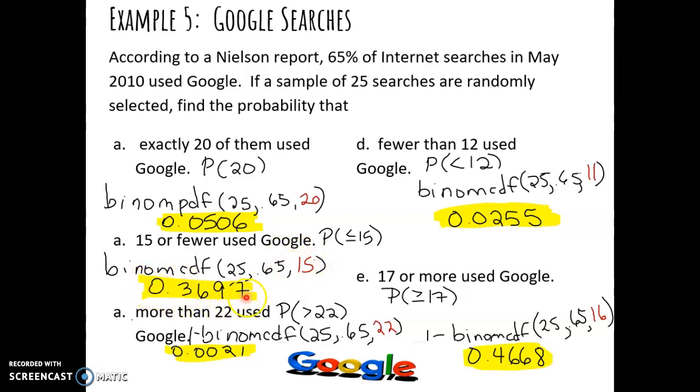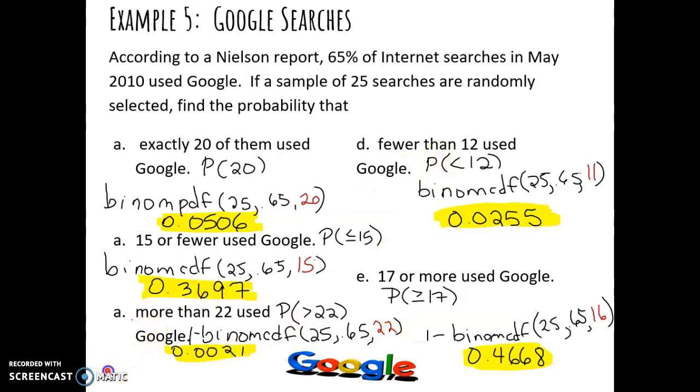We get 0.3697. More than 22, you have to use the complement. More than 22 is 23, 24, and 25. We need to find the probability of 0 up to 22, the complement, and subtract that from 1. So 1 minus binomial CDF 25, 0.65, 22, and we get 0.0021.